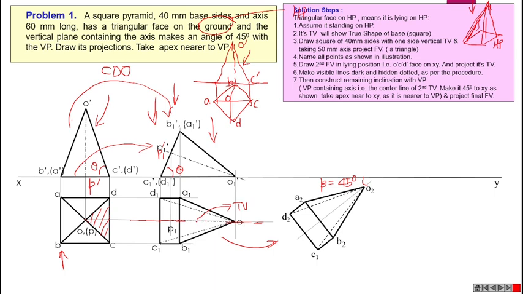Actually, the true length of this axis is P1-O1. P1-O1 is in true length. But this top view P1-O1 is not in true length, so the angle made by the top view is always the apparent inclination, in the case of a line inclined to both HP and VP. In this particular case, this angle will become beta, and that's equal to 45 degrees.